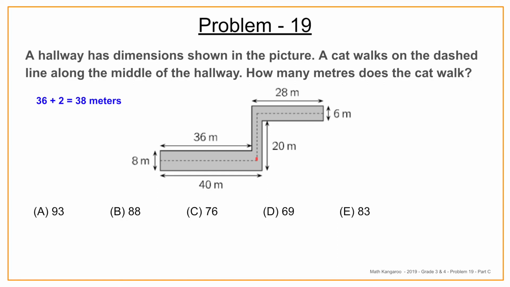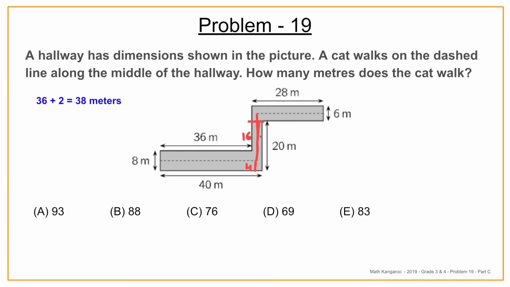Now the cat walks on this dash line. We know this, till here, it is 20 meters. So from here to here, how we determine is we know this is 4 meters. How do we know this is 4 meters? Because this is 8 meters. Half of 8 meters is 4 meters. So from here to here, it is 4 meters. So 20 minus 4 gives us 16. So this much is 16.